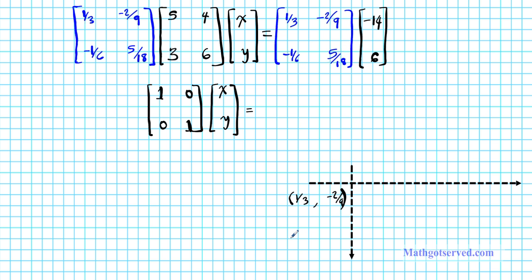And then the other one is going to be negative 1/6, comma, 5/18. All right, this is the xy. And then this matrix right here, I'm going to rewrite it in a horizontal orientation. Remember, when you're multiplying matrices, you multiply rows by columns, okay? That's why I have it set up in this orientation.